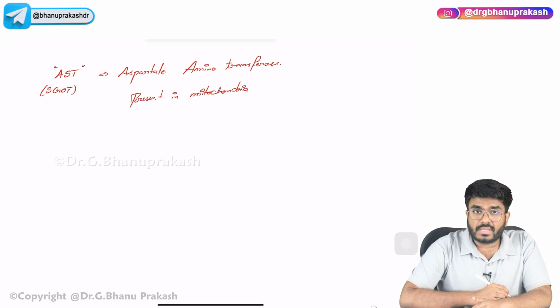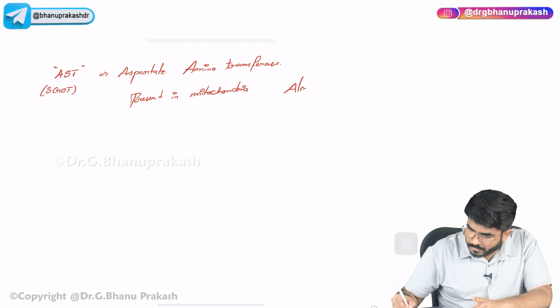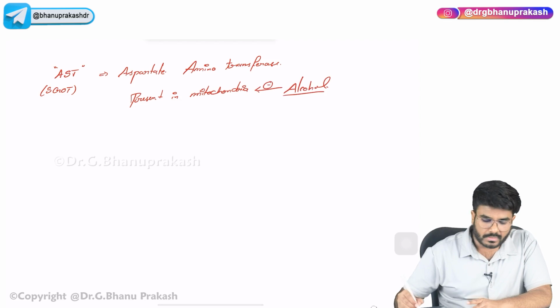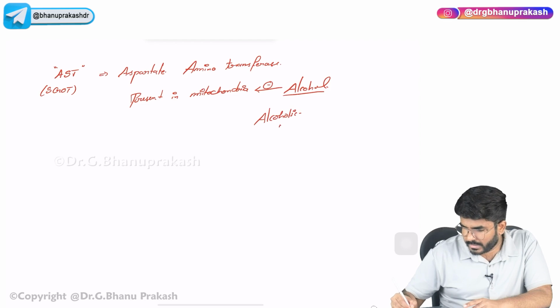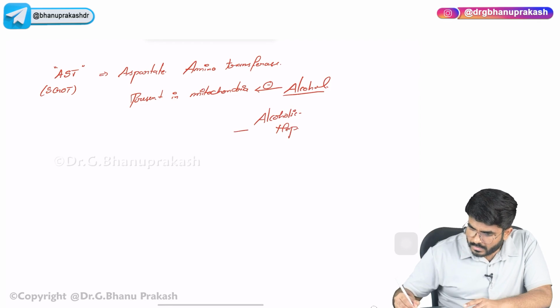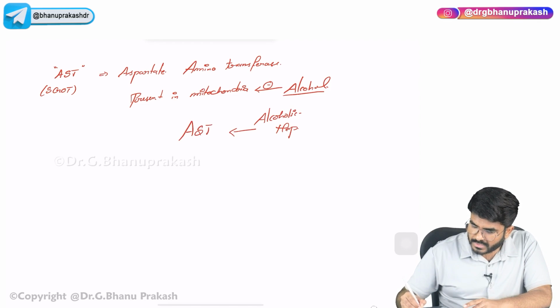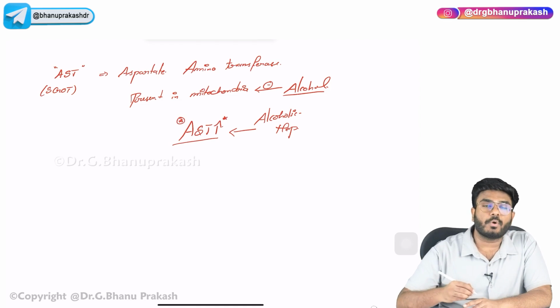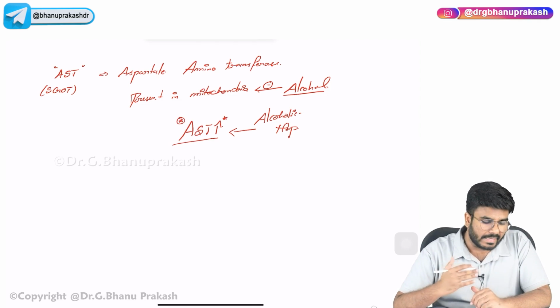In which condition are the AST levels going to be elevated? Alcohol is a mitochondrial toxin. That's the reason why in alcoholic hepatitis, the patient is going to have elevated levels of AST, aspartate aminotransferase. This is very important, because usually in all the liver related problems the ALT levels will be more.